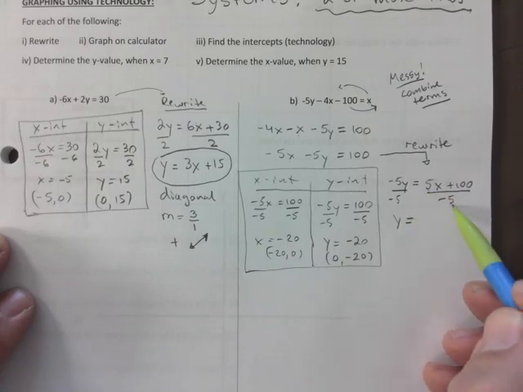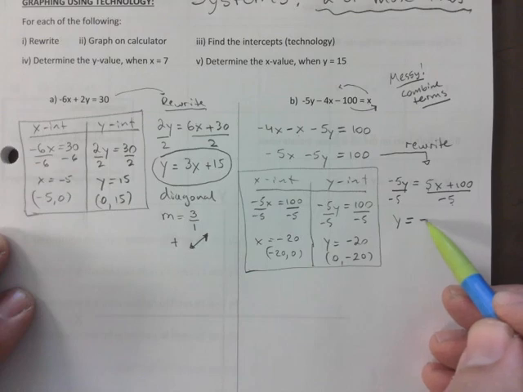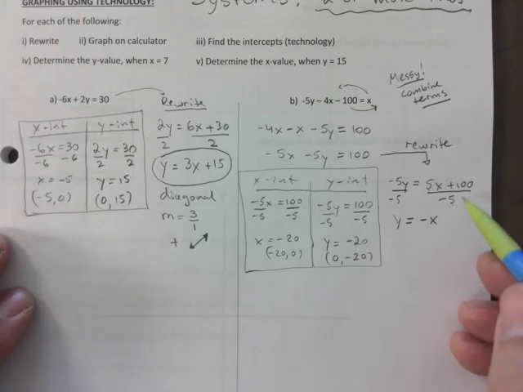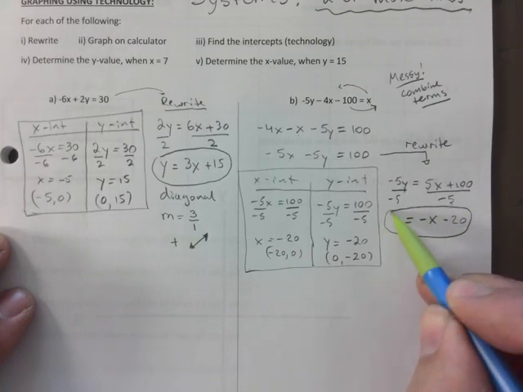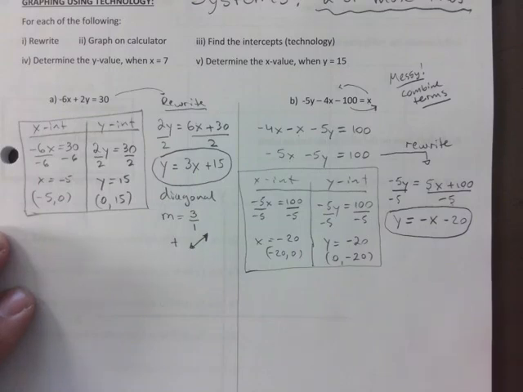5 divided by negative 5 is just negative 1. We tend to not write negative 1, we just go negative x. And 100 divided by negative 5 is negative 20. There you go. You have rewritten it.